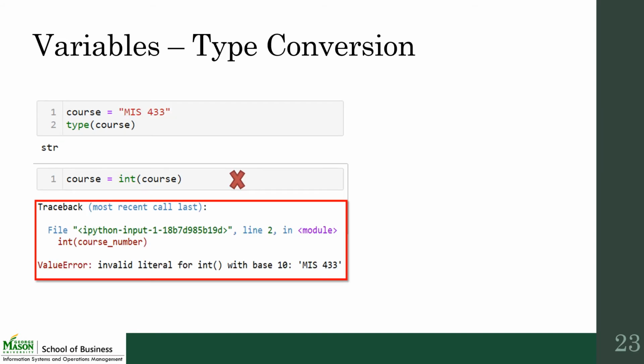Be aware that not any variable can be converted to any data type. In this example, we have defined a variable named course containing a string value of MIS 433. Since the value contains alphanumeric characters, meaning that the value contains numbers, letters, and space characters, the int function will not work. As you can see here, there is a value error message.